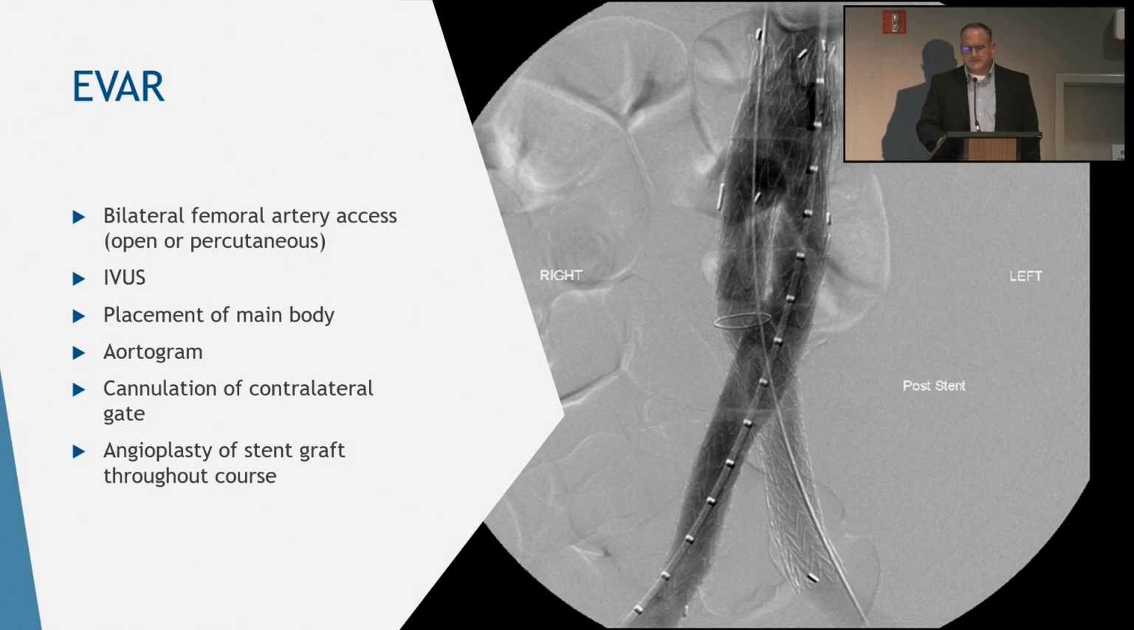The steps of EVAR are fairly straightforward. You gain access. You can evaluate with IVUS, and you place your main body, shoot your picture, cannulate your contralateral gate, and then you angioplasty the stent graft. A non-complicated aortic aneurysm can be fixed in about 30 minutes.